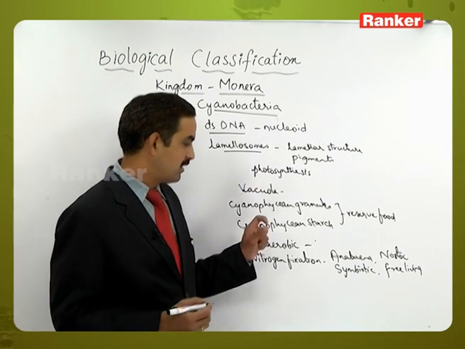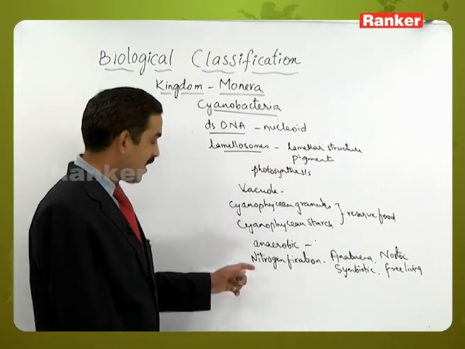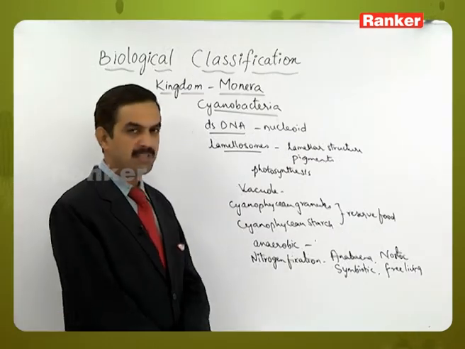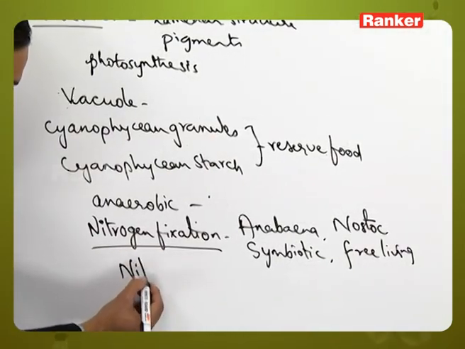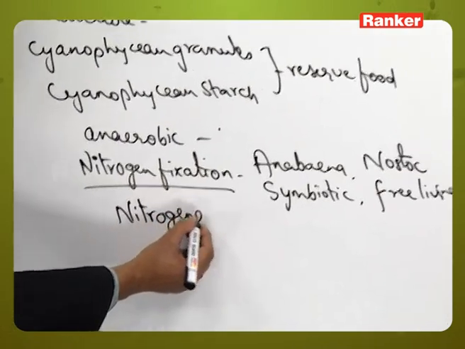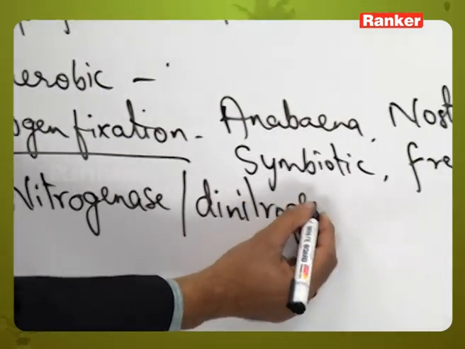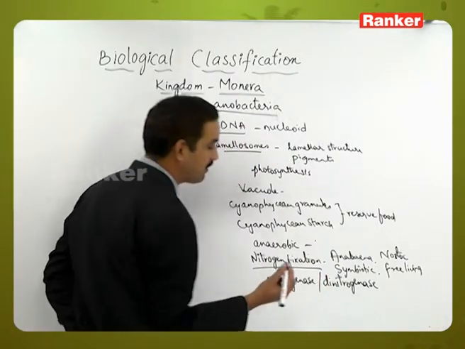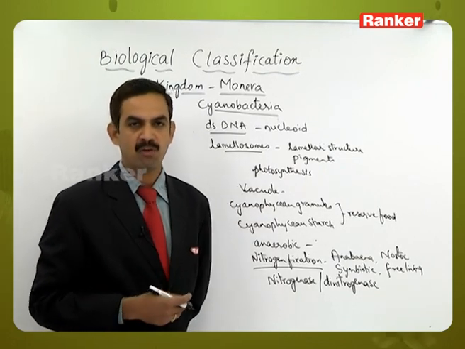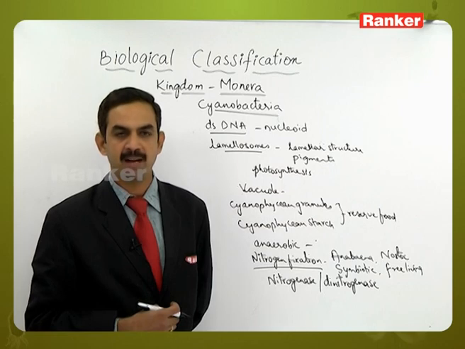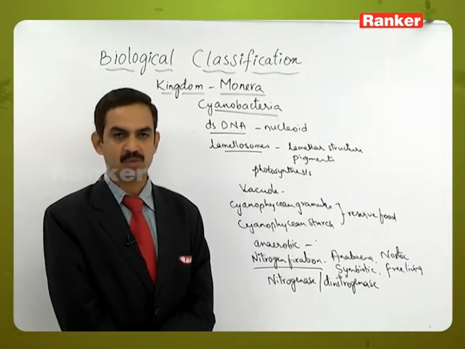What is the significance, despite the prokaryotic nature and microscopic nature? Why are they able to perform this nitrogen fixation? They have a special enzyme called nitrogenase enzyme, or we can call it dinitrogenase enzyme. This is an enzyme responsible for the conversion of molecular nitrogen into the useful, available form of nitrogen which is provided to the higher plants, in which Anabaena and Nostoc are in a symbiotic association.